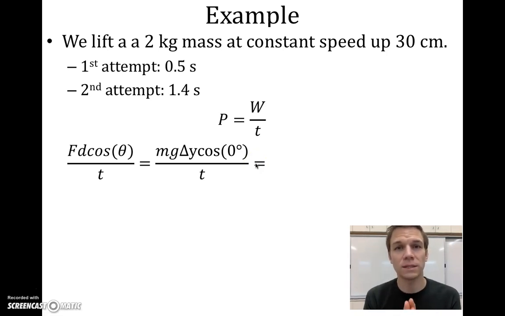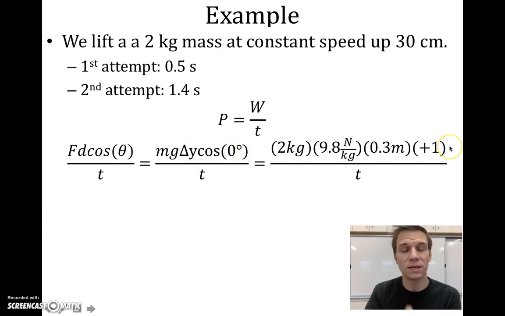Notice if we had thought about this as the energy transformation of energy stored gravitationally in our mass-Earth system, that would be the change in U_G over time. How do we calculate U_G? m times g times delta y. And then this cosine of 0 is just a positive 1, so that doesn't matter anyway. So we get the same result whether we think of it as work over time or change in energy over time. We run those numbers, and the work is exactly the same on both of them, but the only difference is the time.